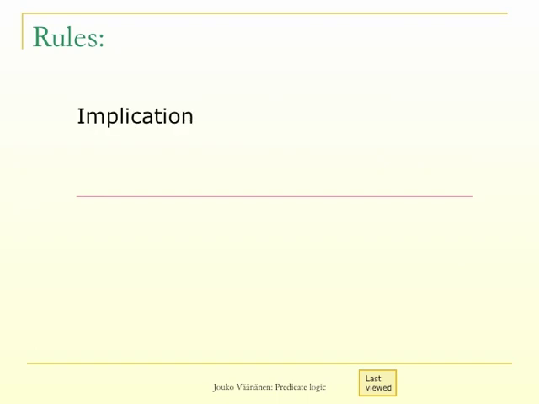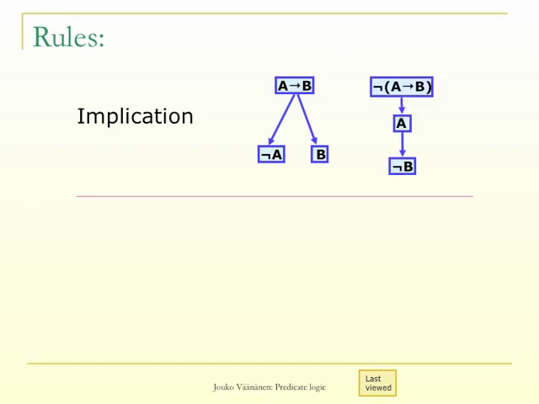Implication. If implication is true, then as we see by simply glancing at the truth table, either B is true or not A is true. So the tree splits here into not A and B. If the implication is false, which only takes place on one row of the truth table of implication, then A must be true and B must be false, so we write them underneath the formula.